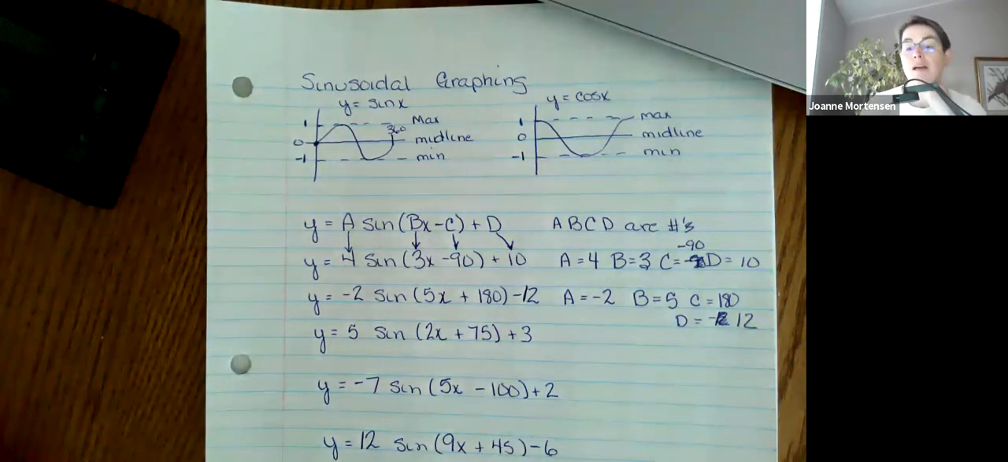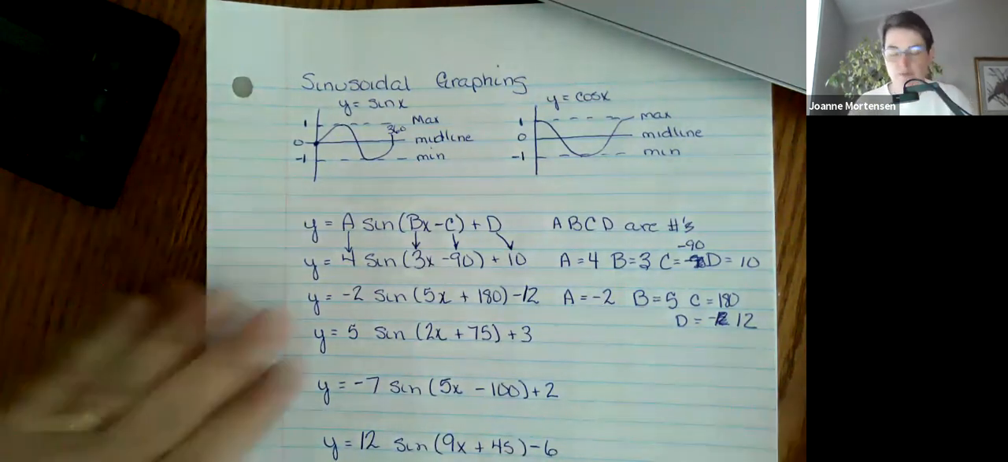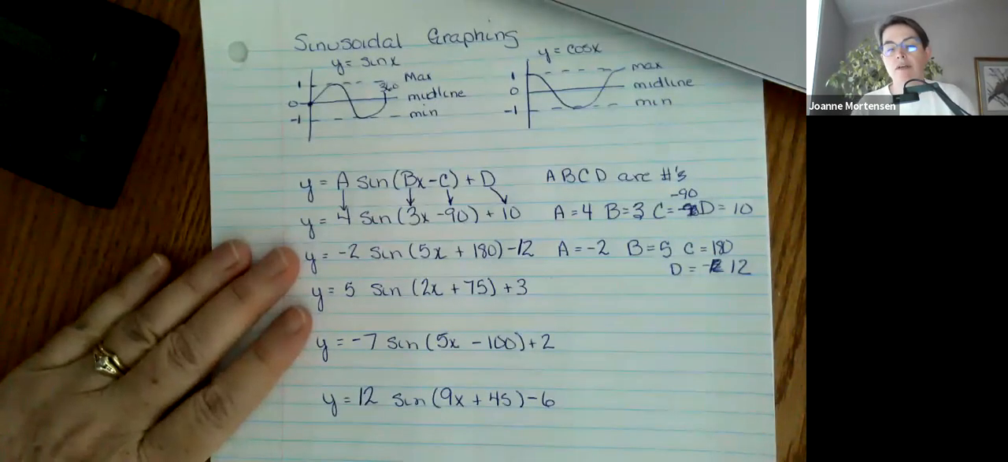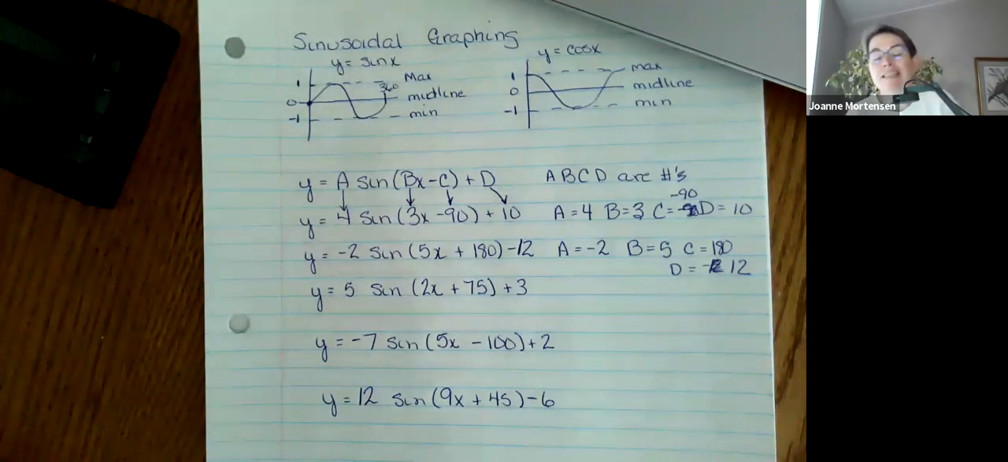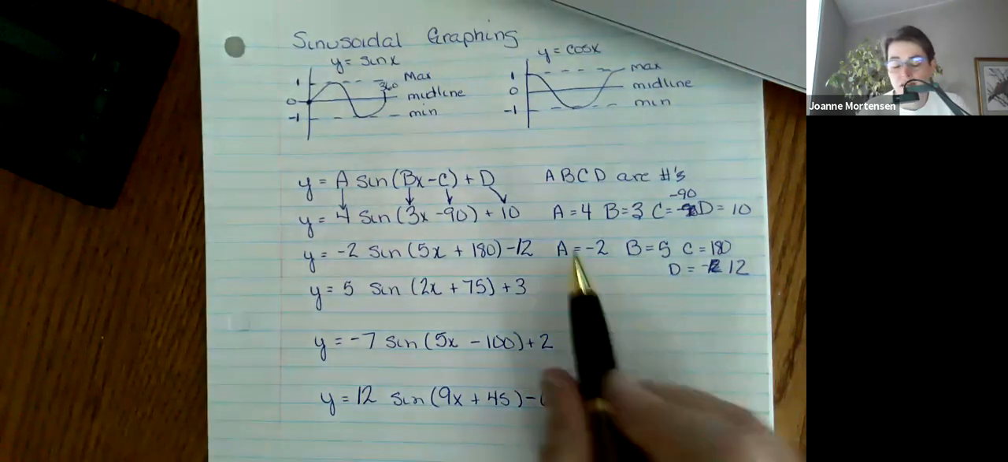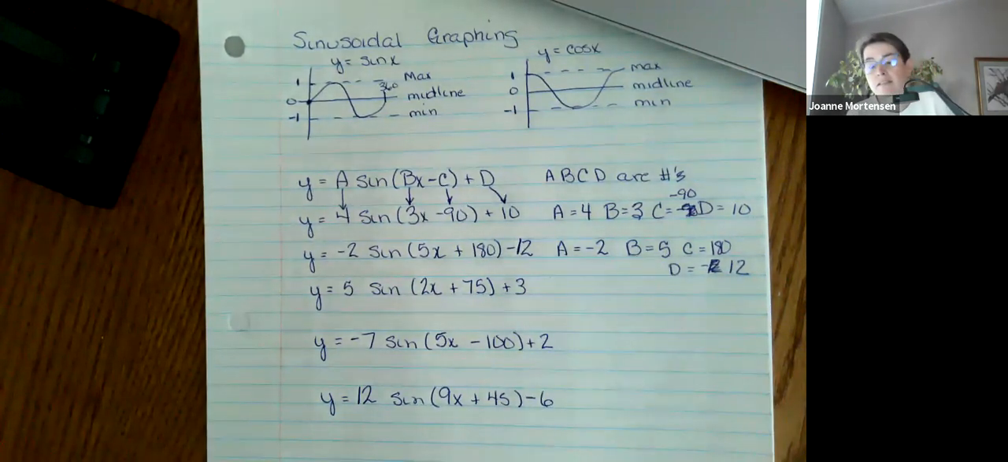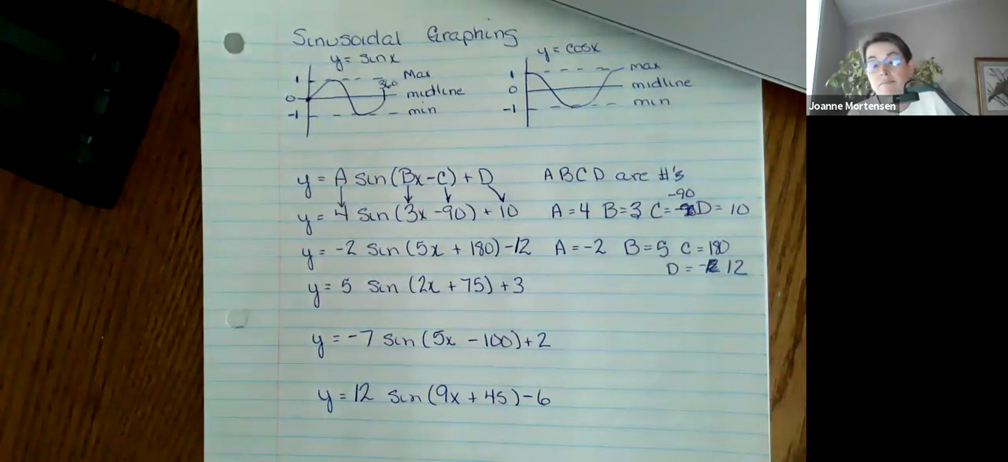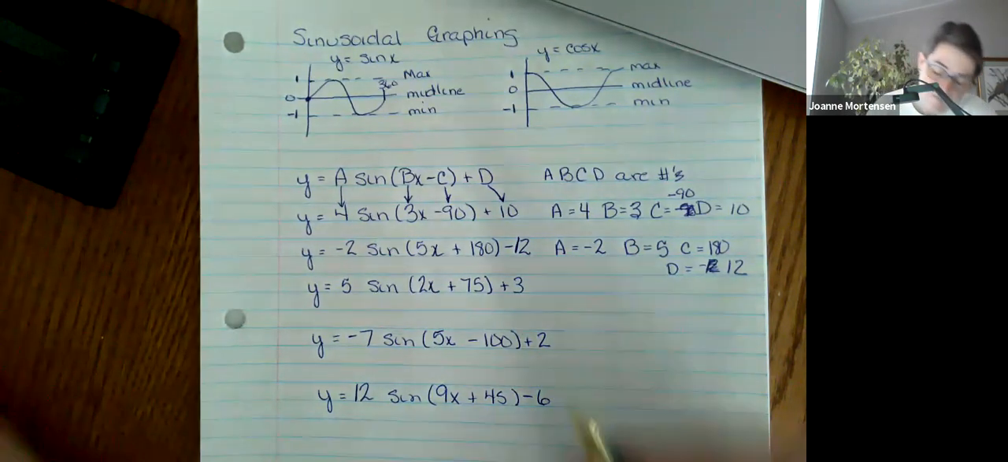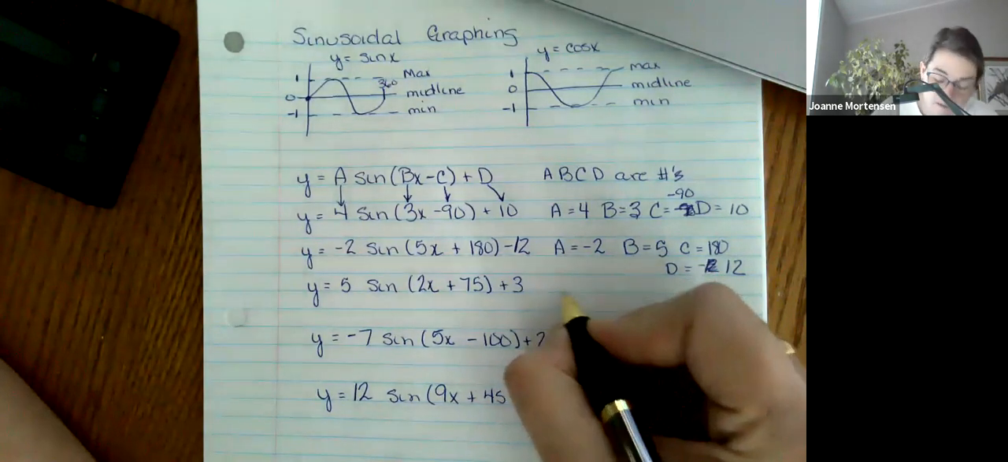Okay, I want you to pause the video. Whoops, I'll move that up so you can see better. And I want you to identify A, B, C, and D, and just put them over to the side just like I did. Please do it now. Okay, I zoom you back.